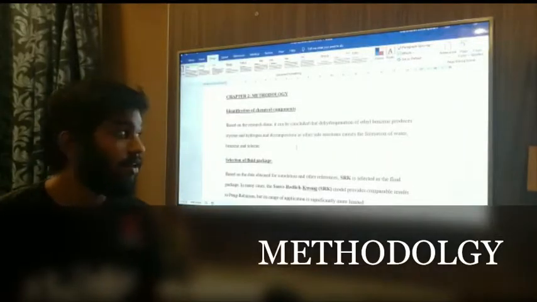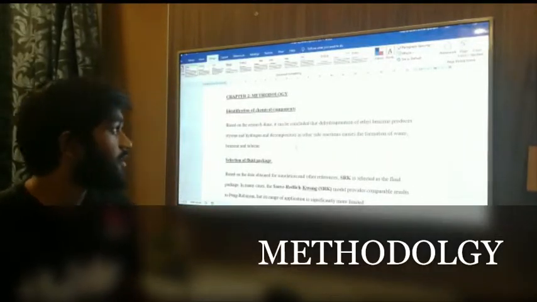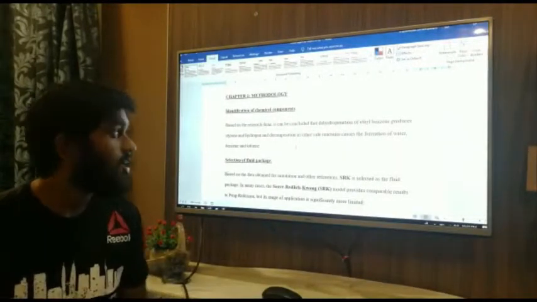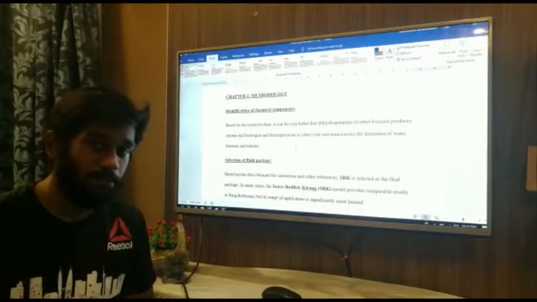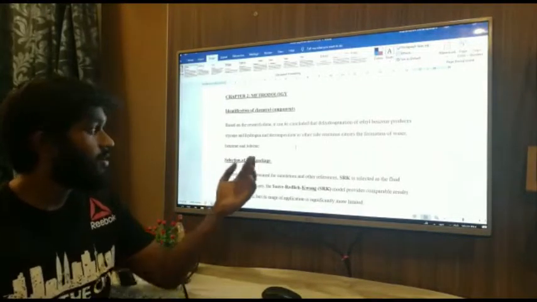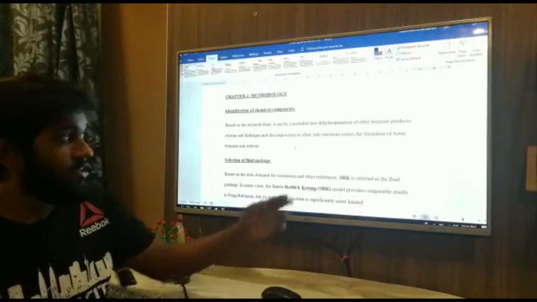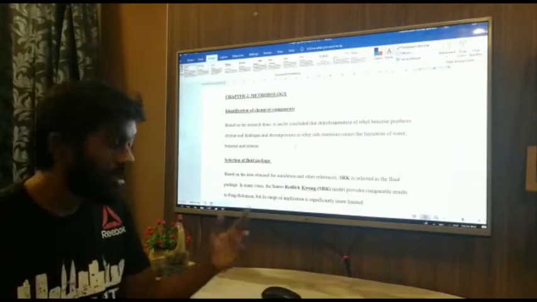Hi, I'm Mahendran. I will talk about the methodology for this process. Firstly, I'll explain the identification of chemical components. Based on the reaction we have done, dehydrogenation of ethyl benzene produces styrene, a hydrocarbon, and the decomposition of which, also known as the side reaction, causes the formation of water, toluene, and benzene.